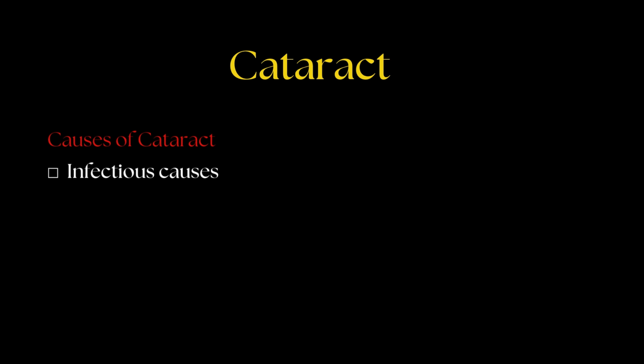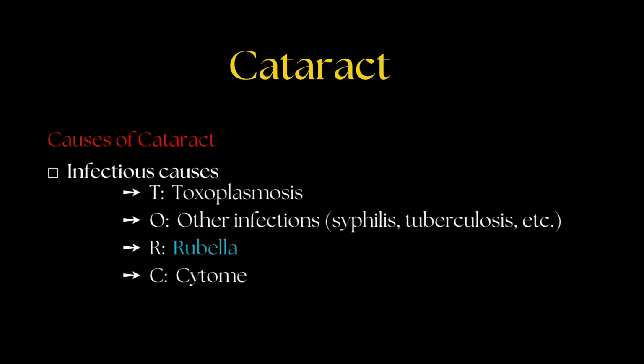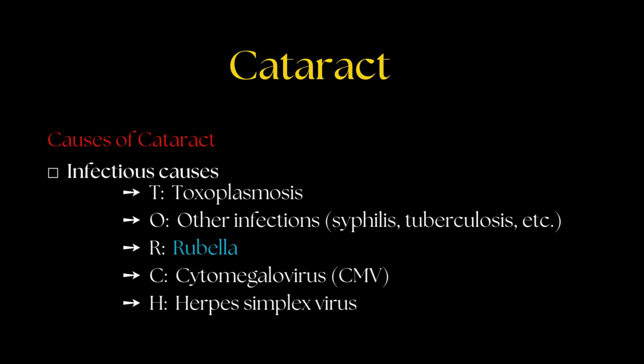Infectious causes of cataracts. The mnemonic TORCH represents infections passed from mother to child: T for toxoplasmosis, O for other infections like syphilis, tuberculosis, etc., R for rubella, C for cytomegalovirus, H for herpes simplex virus. The most common infectious cause of cataracts is congenital rubella syndrome.